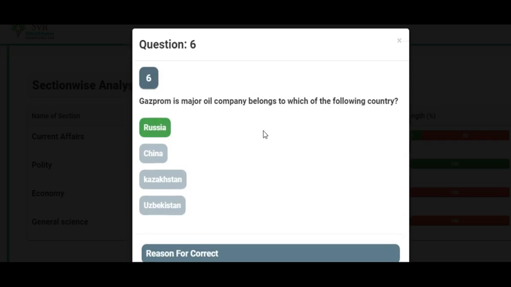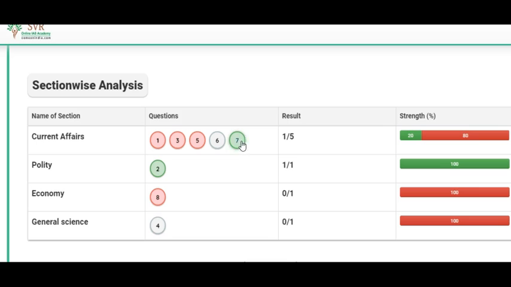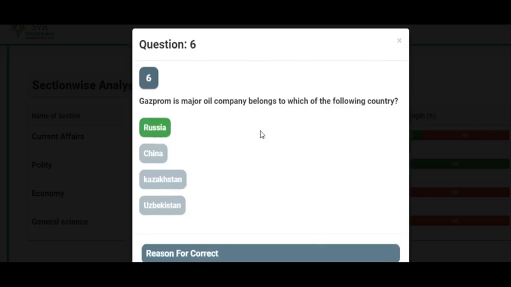So let's come back to question number 6 that we already discussed. Gazprom is a major oil company belonging to which country? That is Russia. In this question you can see there is no tick mark, there is no wrong mark, because it is an unanswered question. I have not answered this question, so it is simply showing the answer. Now let's move to question number 7, which I have marked correctly. That's why it is showing in green color.